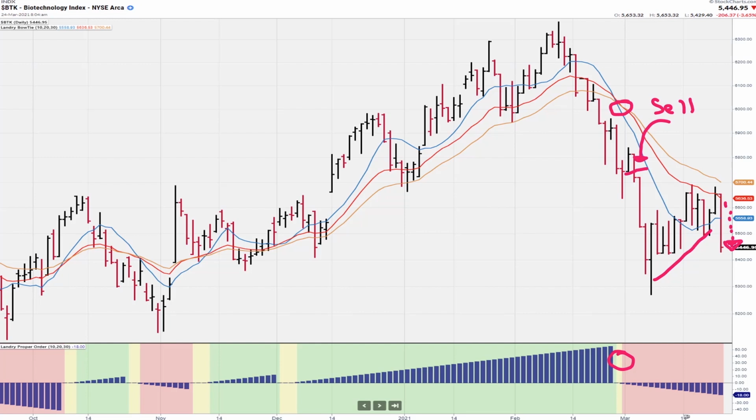So it looks like biotech's in trouble. Had a big sell-off on Tuesday. It looks like it's trying to head lower. Believe me, they're not going to make it easy on us. It's going to be a bumpy ride.